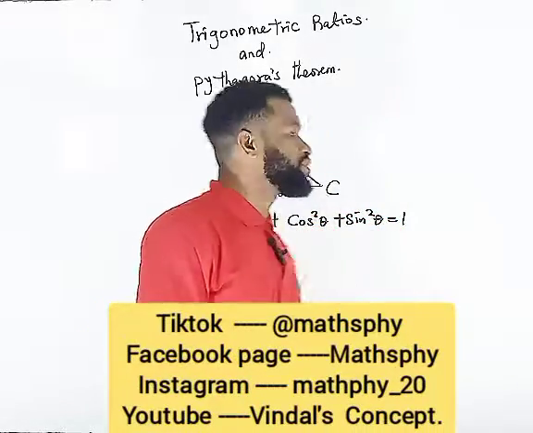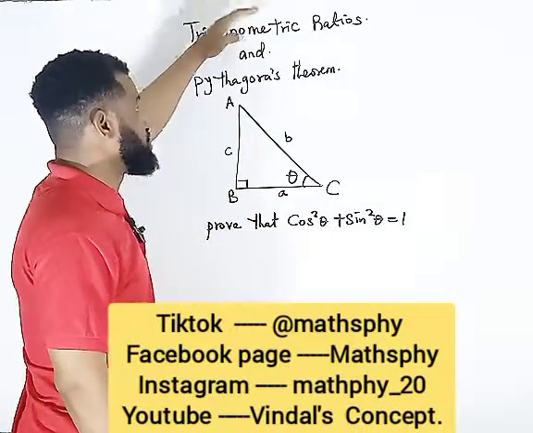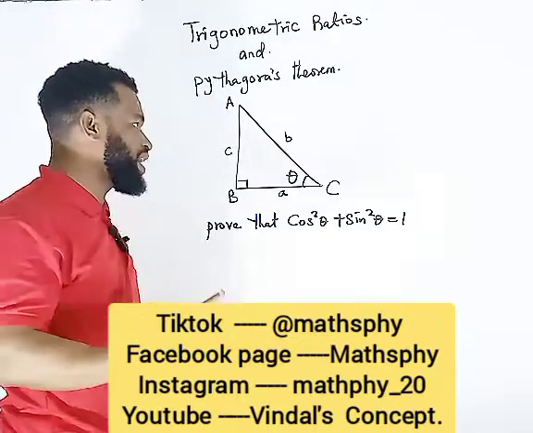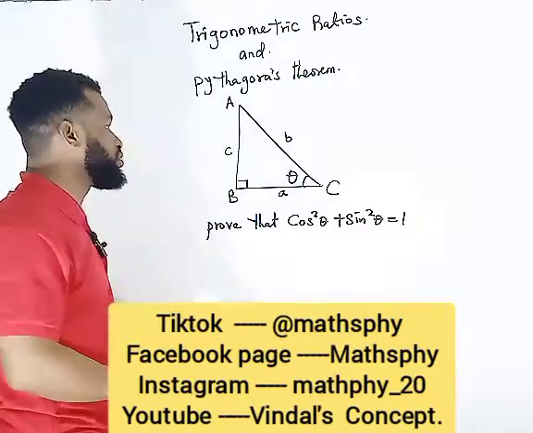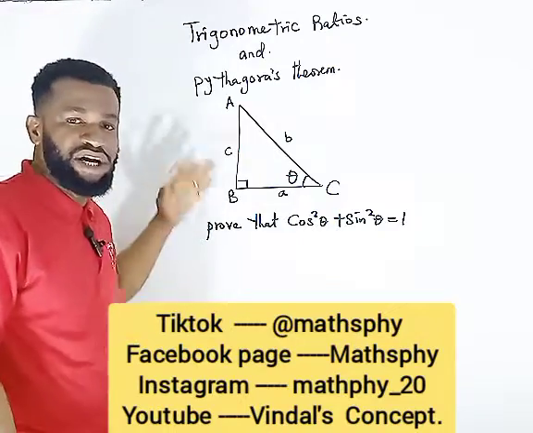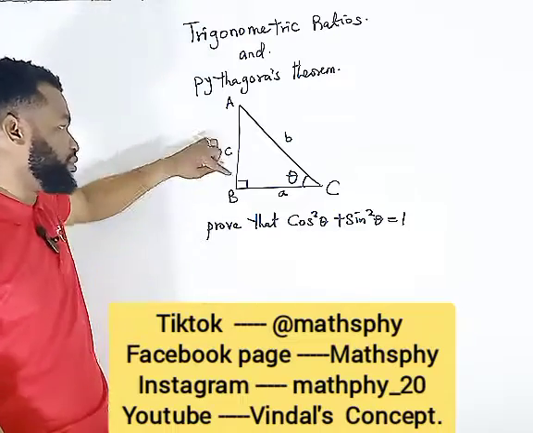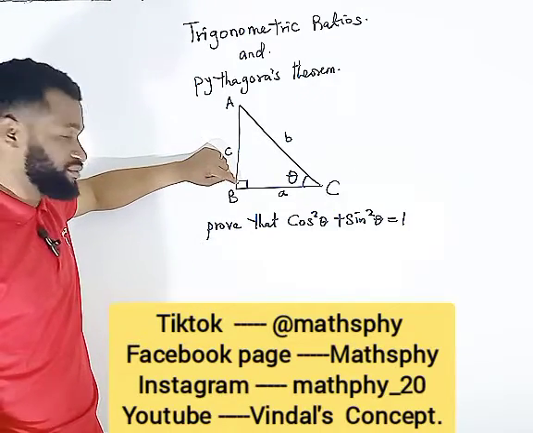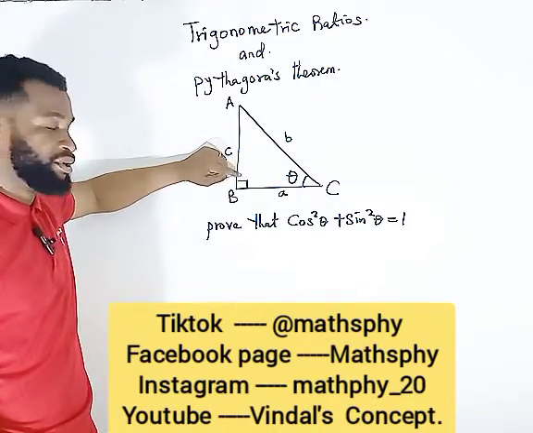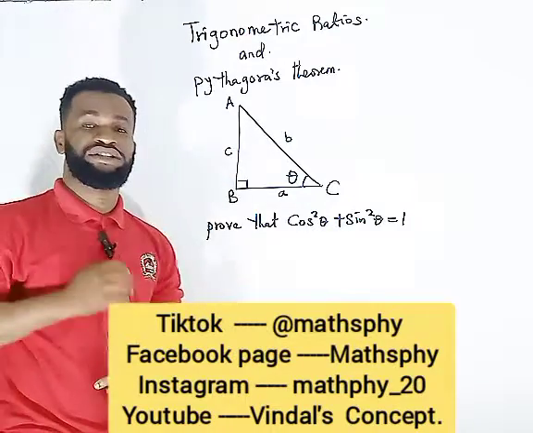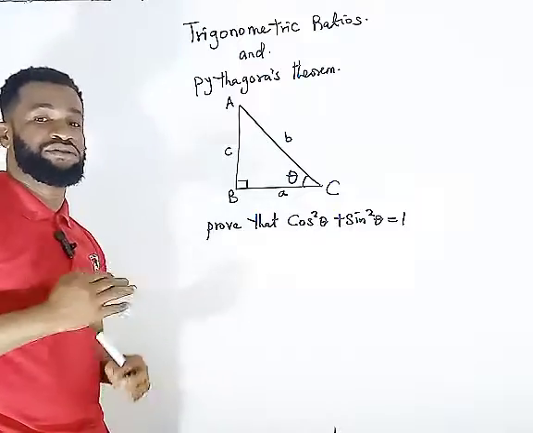Welcome to VINDAL'S concept. Each time you hear trigonometric ratios or Pythagoras theorem, it can only be applied in a special triangle called a right angle triangle. A right angle triangle is a kind of triangle that has only this symbol, nothing in or out. Any triangle that has this symbol, called 90 degrees, is a right angle triangle.